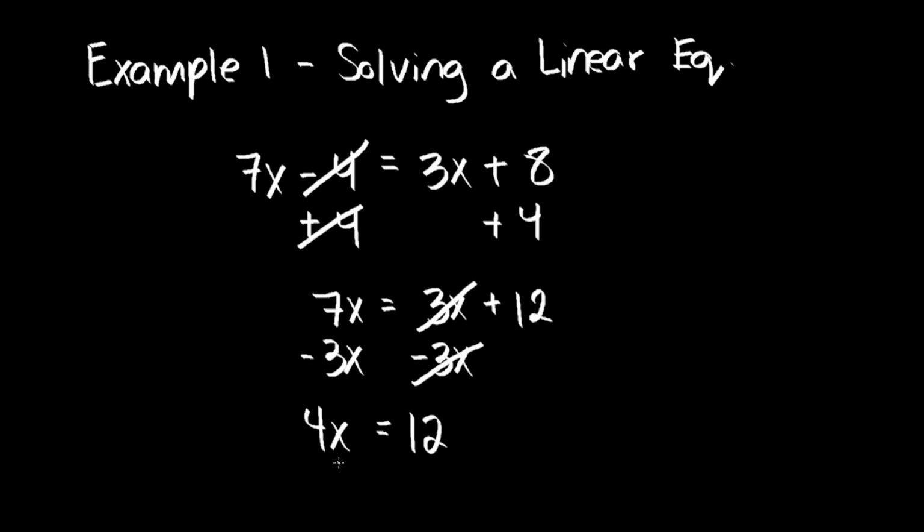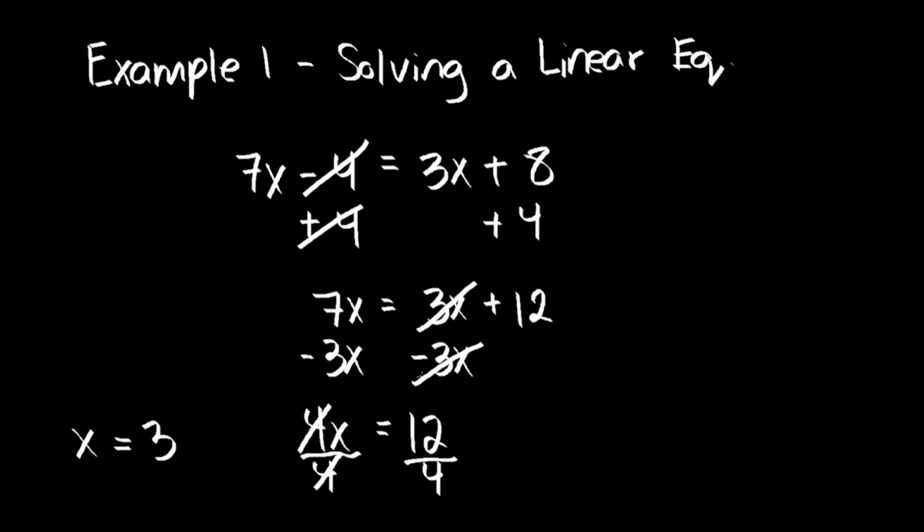So how do we get rid of something that's multiplying something? We're going to divide by 4. And again, this will cancel, but we have to do it on both sides of the equation. We have to respect the symmetry in order for the equality to still exist. And we're left with, I'm going to write it over on the left here, x is equal to 3.